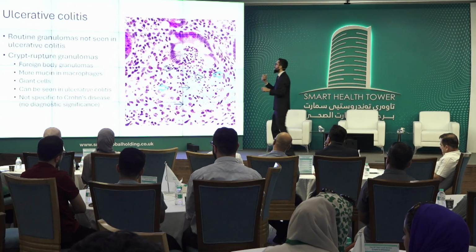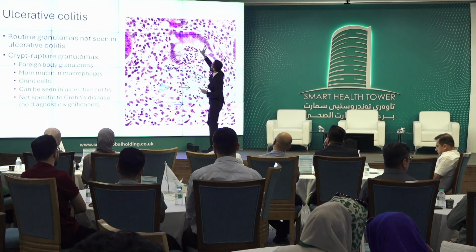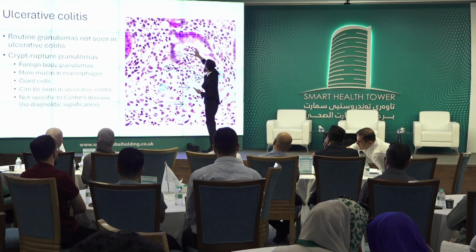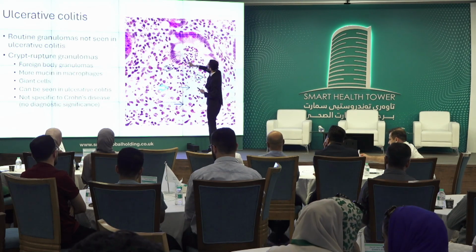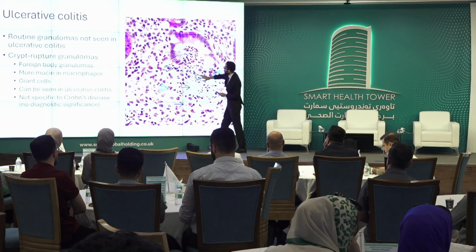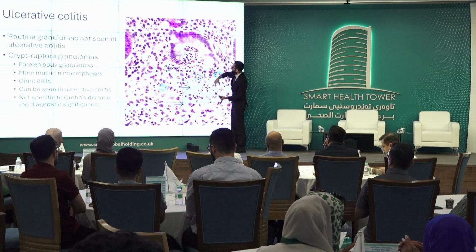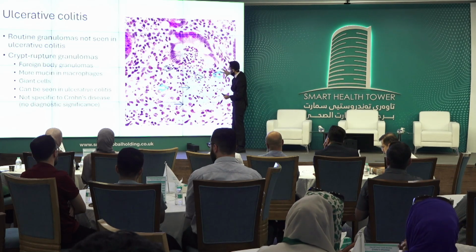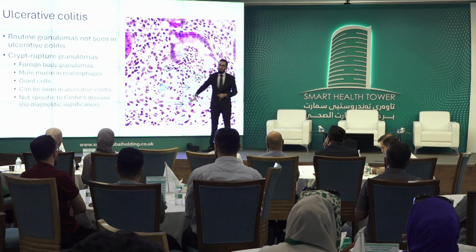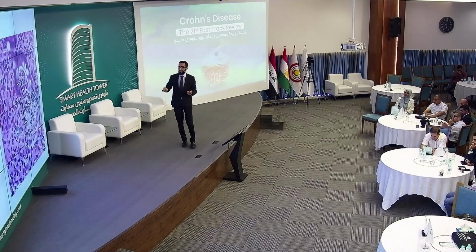Well, if we have a damaged crypt, so this is a colonic crypt here, and you see this collection of neutrophils inside, this is a crypt abscess, and you can see it's discontinuous here, so this crypt has been destroyed. Now, as a response to this destruction of the crypt, we get a granuloma. This is not specific for Crohn's disease, and it has no diagnostic value. So it's important, if I note within the report that I have a crypt rupture granuloma, it doesn't mean that it's Crohn's. It could be anything.